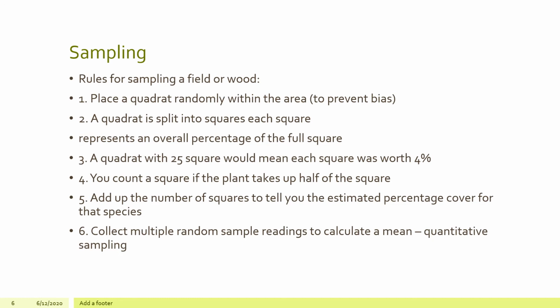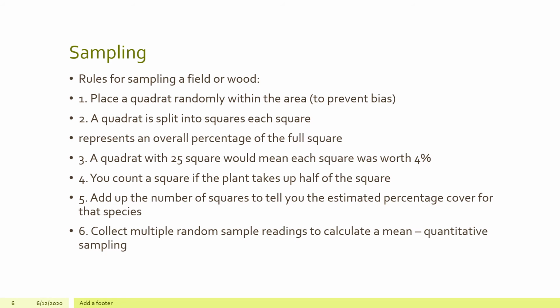You could count a square if the plant takes up half of the square. Also, step 5, you add up the squares to tell you the estimated percentage cover for that species. Step 6, you collect multiple random sample readings to calculate a mean. This is called quantitative sampling.